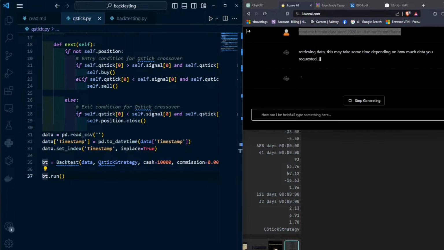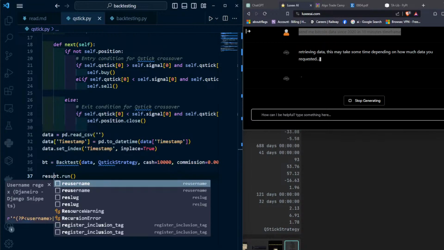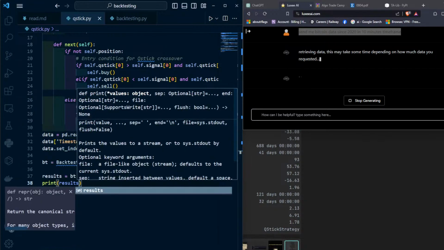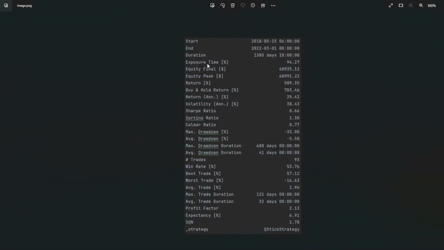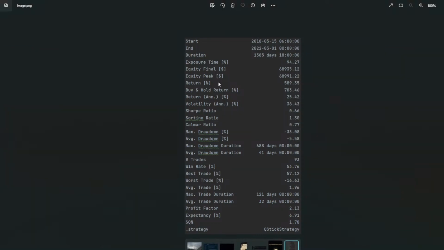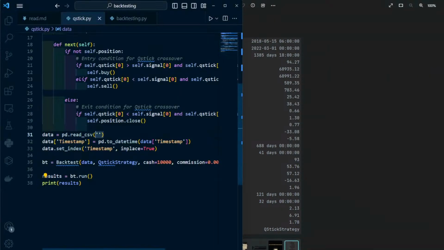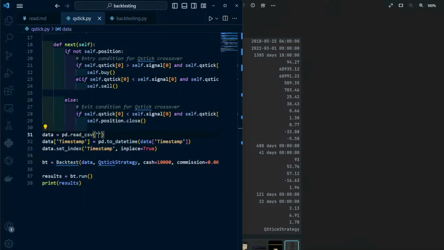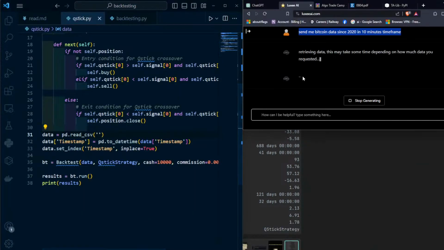But you need to save it into a variable so that you can see it. So I'm going to save it into results, and then I will say print results, and then it will give you this. After I run, it will give you this, but it's not going to work now because we're missing the path of our data, which is still loading.